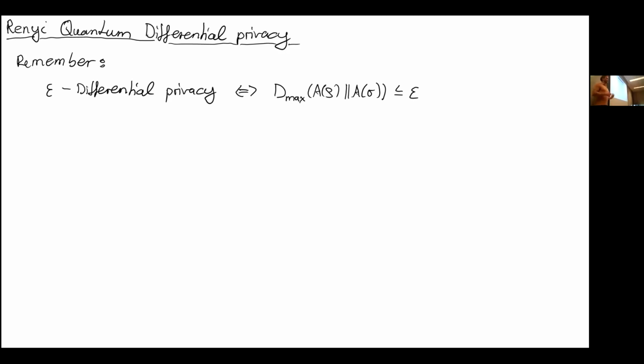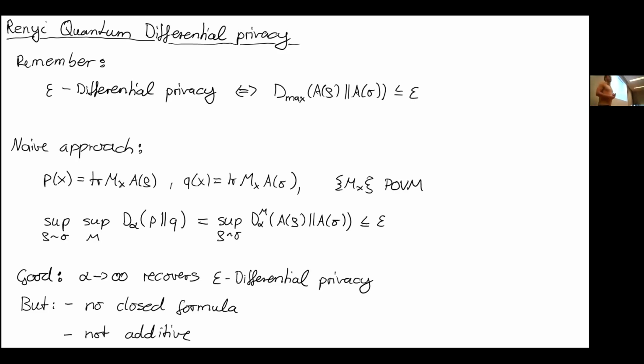And of course, how would you now go for a Rényi version? Of course, you just replace the max relative entropy by any other Rényi divergence, any Rényi relative entropy. And classically, or in the early days of quantum differential privacy, you looked at these measurement approaches. Like you formulated things in terms of measurements. And of course, we can just do the same thing here.